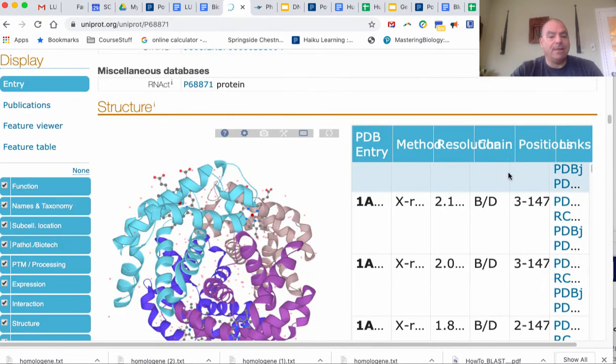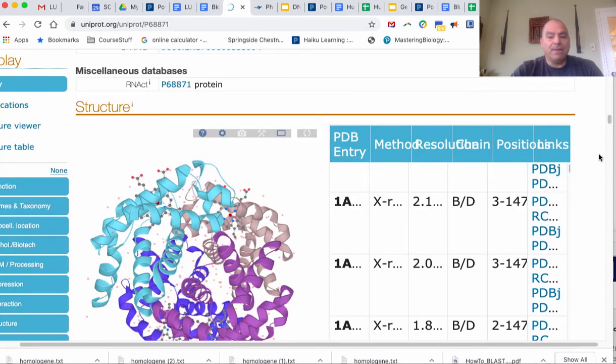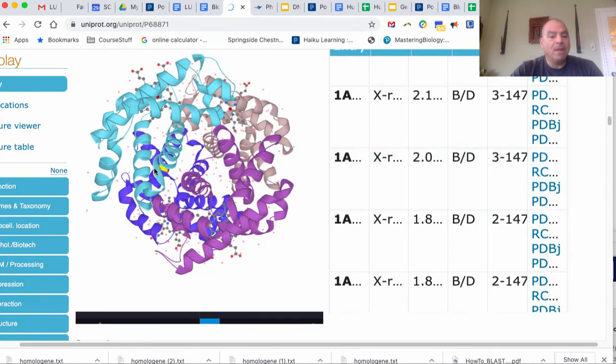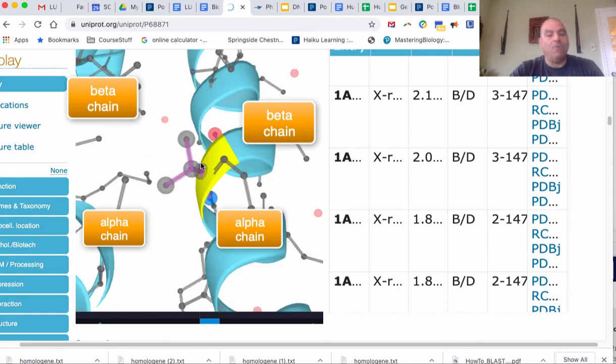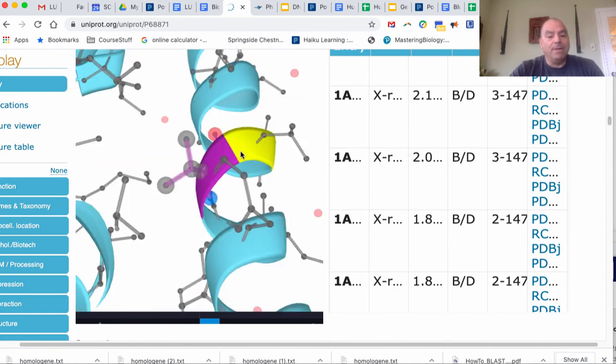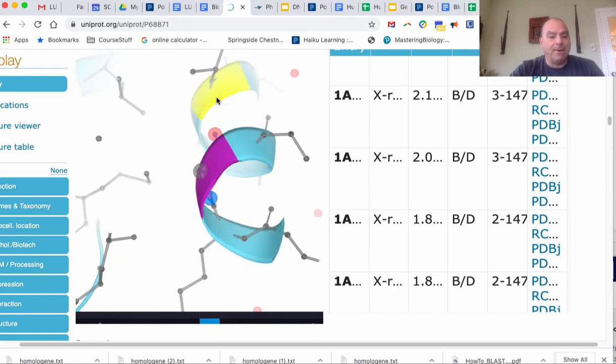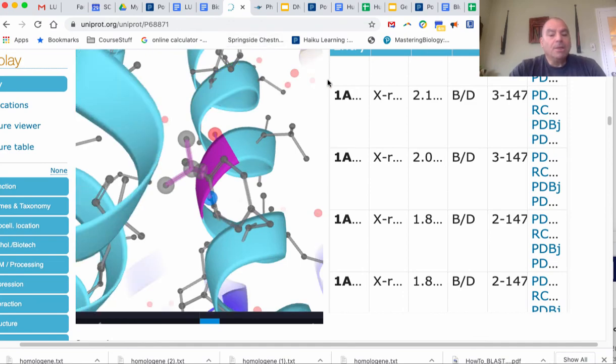Now we get to, here's a nice 3D structure of the protein. So if you hover over it, it will actually give you which particular amino acid. If you click on it, you can magnify it. But this was the beta chain, and you can see that there were four chains all together. So you're interested just in the beta chain.